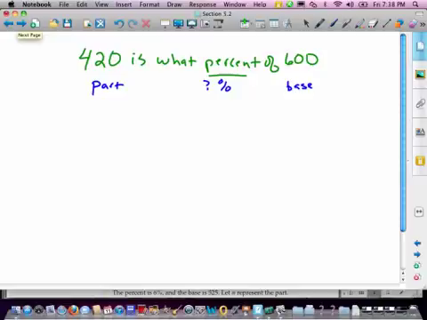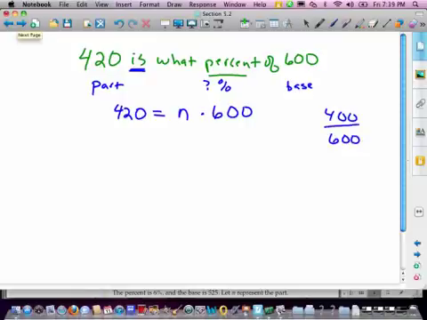And the way that I always think of this is "is" always means equals to me. So I know that I've got 420 and it equals some number, my percent, and let's just use n, times my base, which is 600. Now, before we go any farther, let's estimate this out. So we've got 420. An easier number for that might be 400. And if we say 400 is what part of 600, oh, look at that. That works out pretty well. 4 divided by 6 gives me 2/3. So my answer should be somewhere around 66 2/3% when I get done.